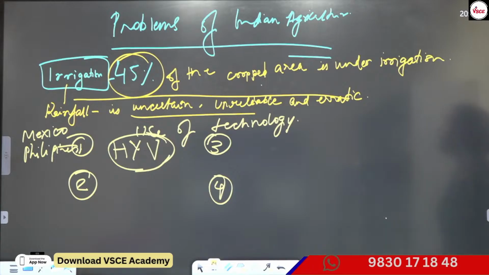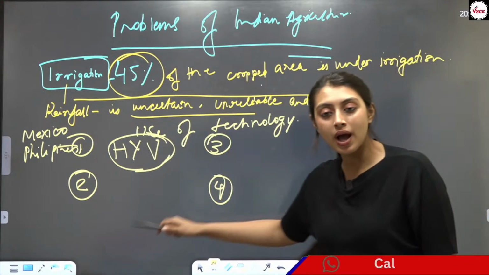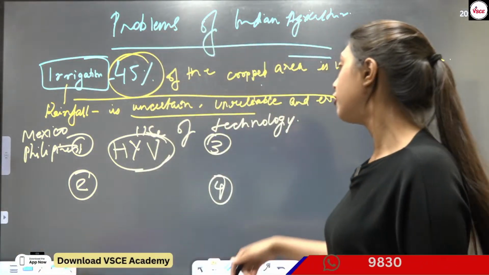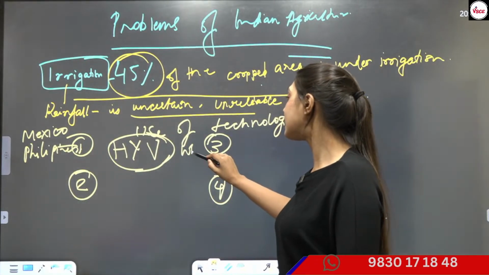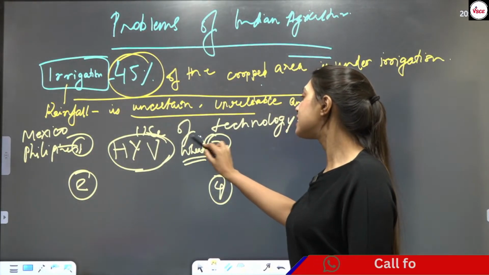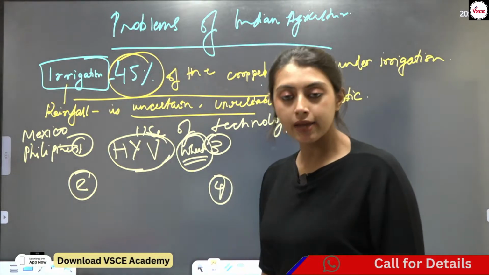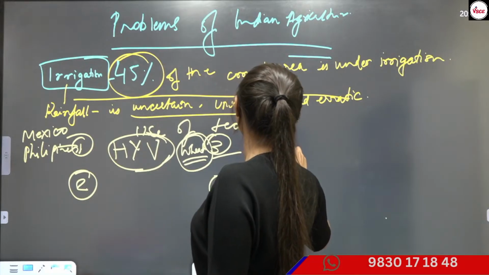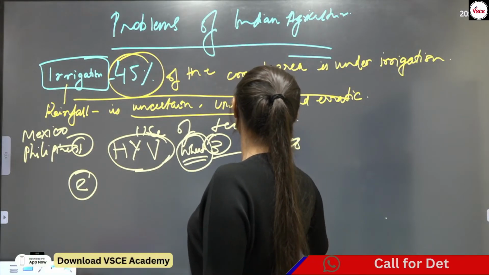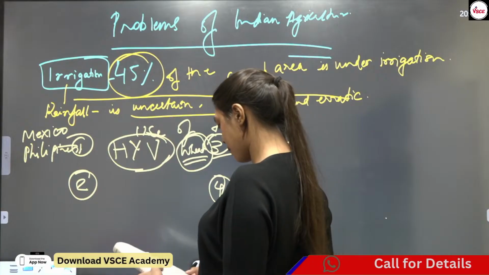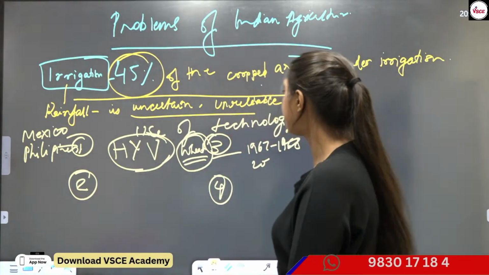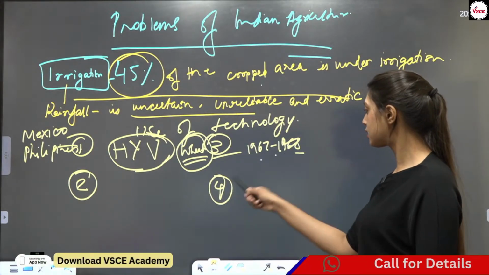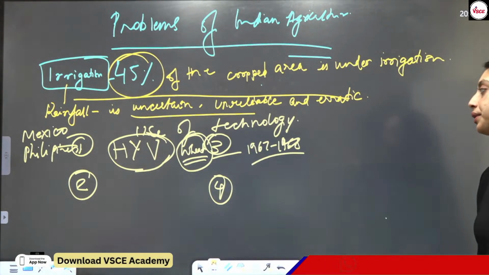The first thing which we have to consider is the HYV, which is specifically for some kind of cereal, some kind of crops. For instance, we are going to see how it has phenomenally increased the production of wheat 5 times between the years 1967 to 1968 and 2018 to 19. We are going to see that later on. Just remember this year first. This is the main year that you need to remember, right?